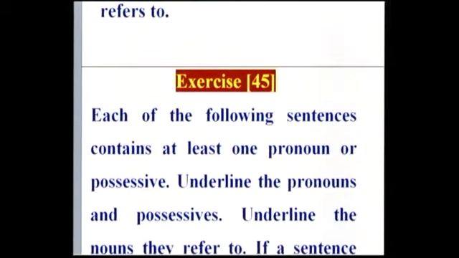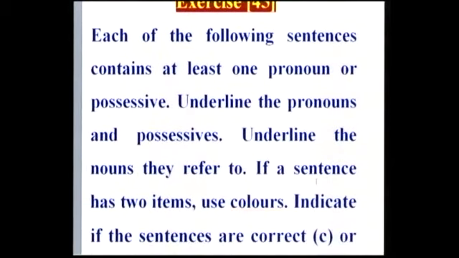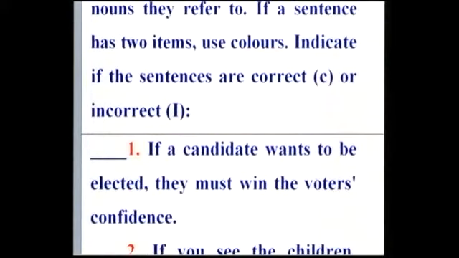Let's do this exercise. Each of the following sentences contains at least one pronoun or possessive. Underline the pronouns and possessives. Underline the nouns they refer to. If a sentence has two items, use colors. Indicate if the sentences are correct or incorrect.